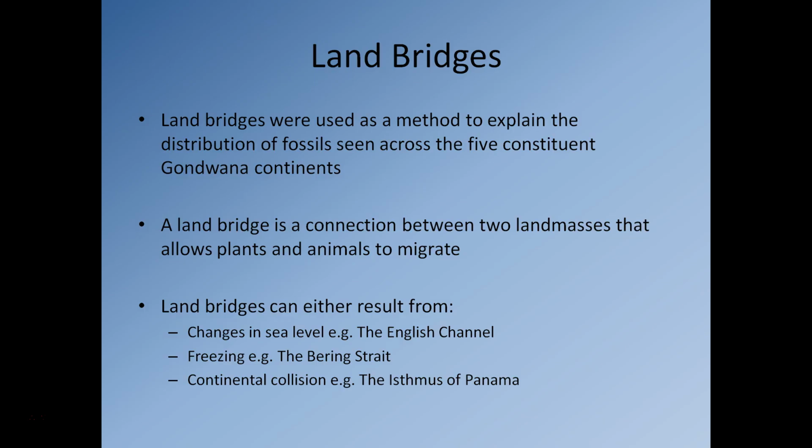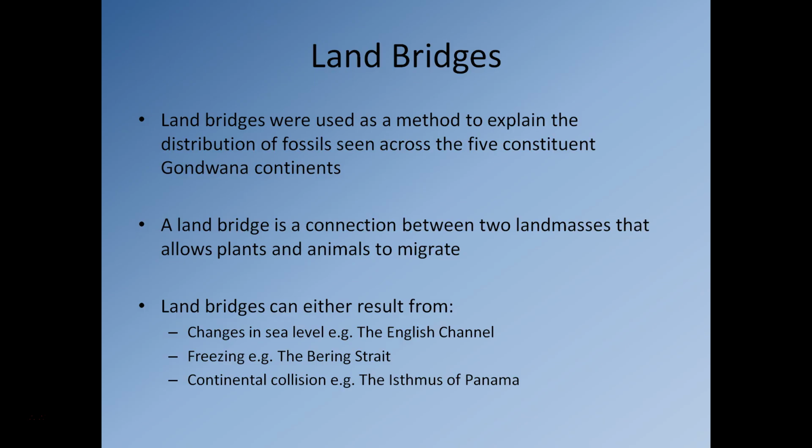A land bridge is a connection between two land masses that allows plants and animals to migrate. And to be clear, they do exist. These aren't made up, they actually do occur. For instance, land bridges can be the result of changes in sea level. During the last ice age, the United Kingdom was joined to France because the sea level was so low that the English Channel, which is the body of water that separates the two countries, didn't exist. So animals could simply walk from France into the United Kingdom.